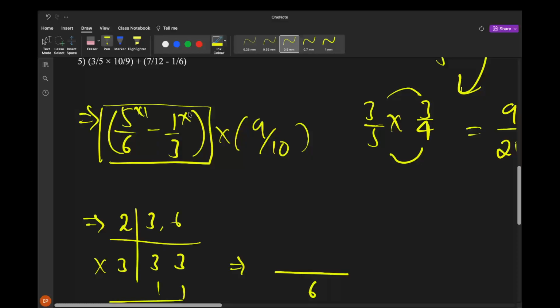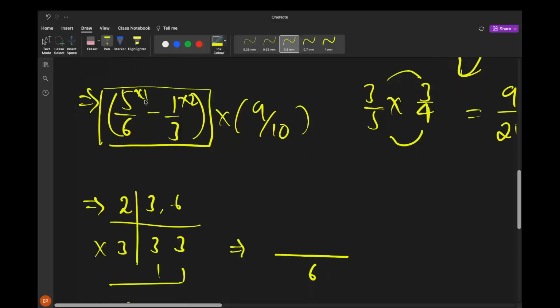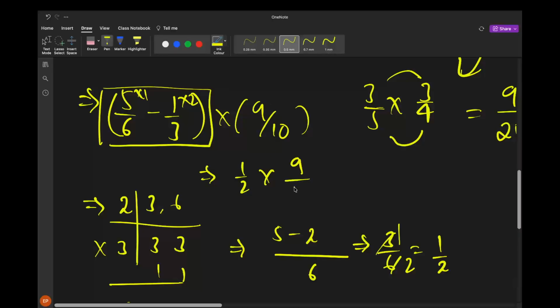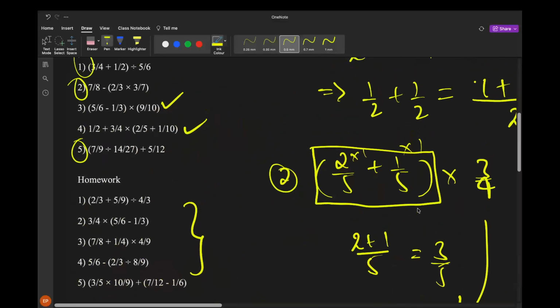Here to get 6 I have to multiply 1. To get 6, 3 2s are 6, which gives 5 into 1, 5 minus 1 into 2, 2, which is finally 3 by 6. 3 ones are 3, 3 2s are 6, which is 1 by 2. Means this whole part is 1 by 2 into 9 by 10. 9 into 1, 2 into 10: 9 by 20. Okay.